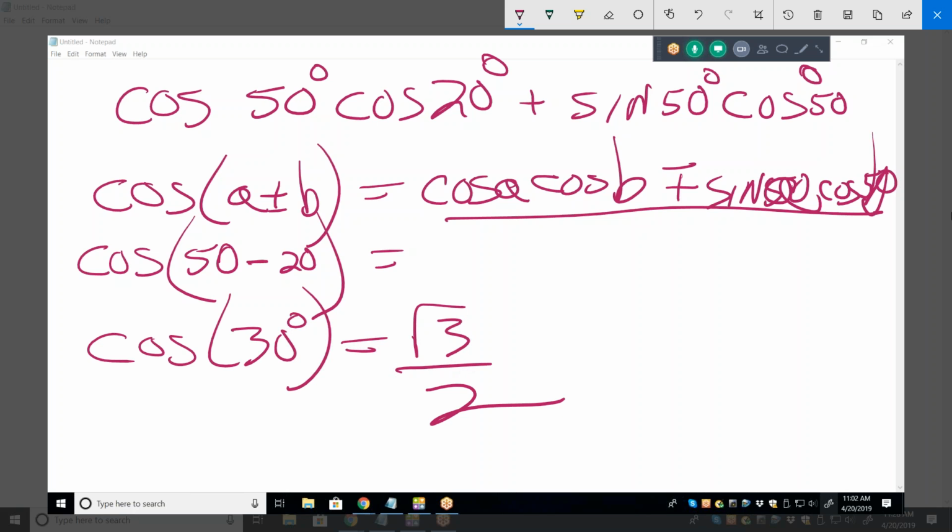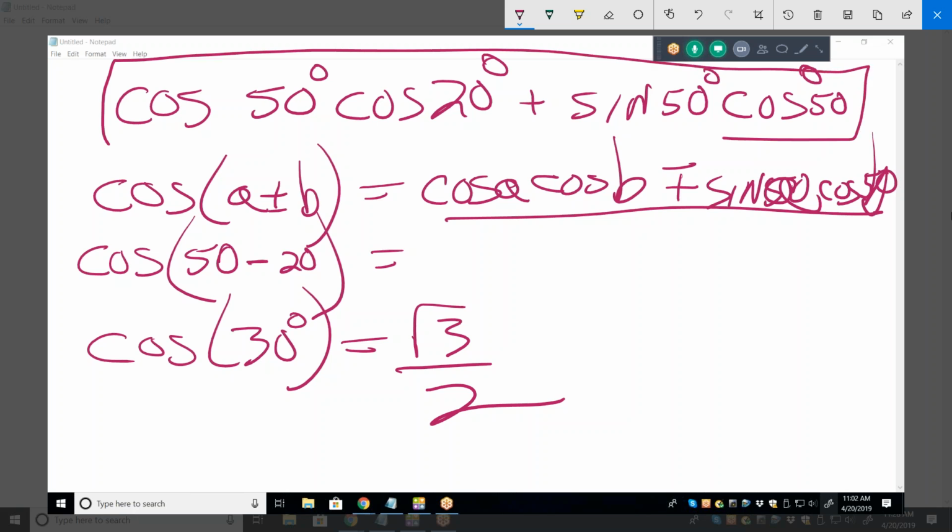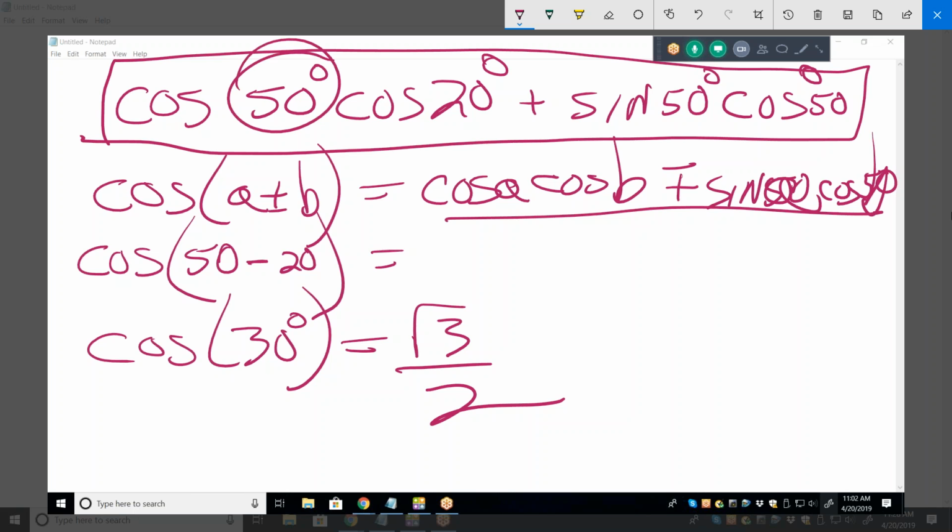In other words, you didn't really have to do much math here. You just had to recognize that what you were looking at was the right side of that identity. A is 50, B is 20, and we have a plus sign, which means it's really the cosine of A minus B. And that gives us cosine of 30, which we know from our two special triangles.